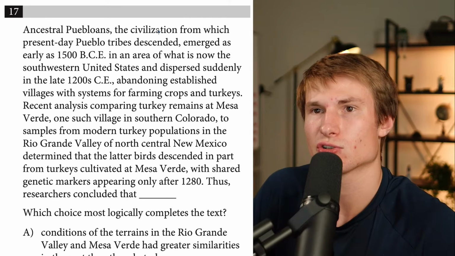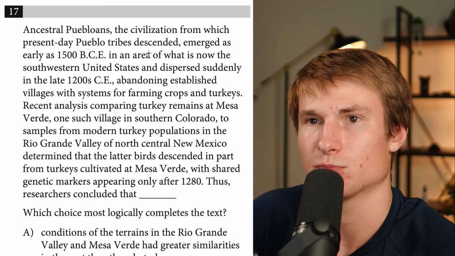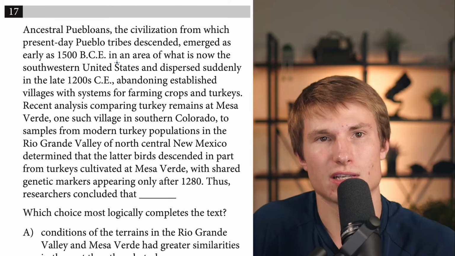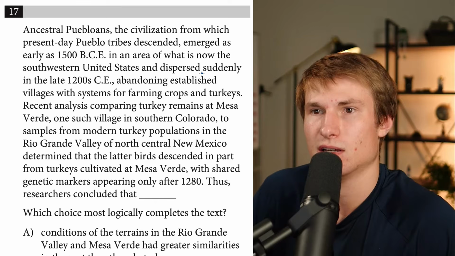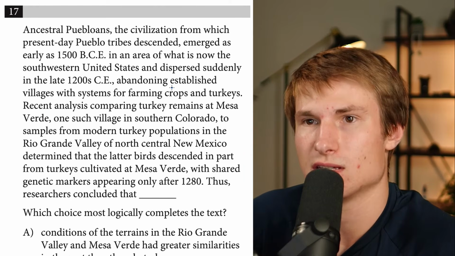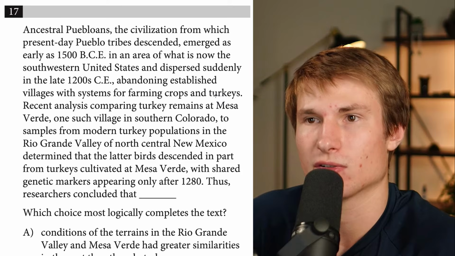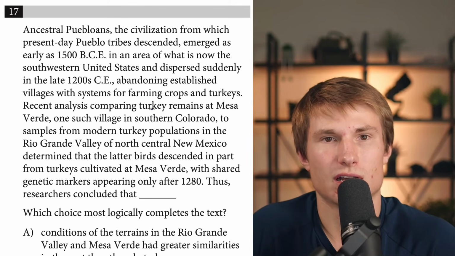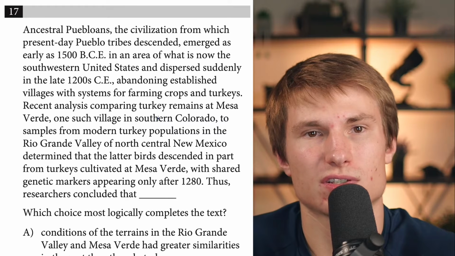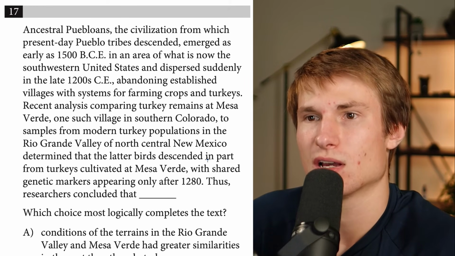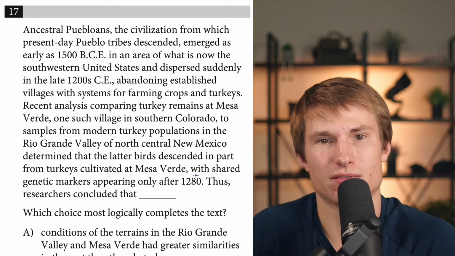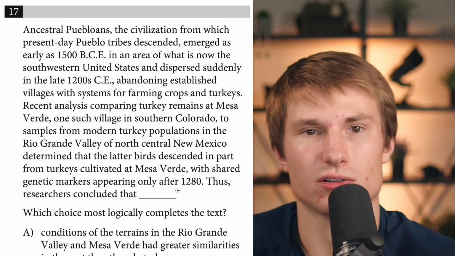Question 17. Ancestral Puebloans, the civilization from which present-day Pueblo tribes descended, emerged as early as 1500 BCE in an area of what is now the southwestern United States, and dispersed suddenly in the late 1200s CE, abandoning established villages with systems for farming crops and turkeys. Recent analysis comparing turkey remains at Mesa Verde, one such village in southern Colorado, to samples from modern turkey populations in the Rio Grande Valley of north-central New Mexico determined that the latter birds descended in part from turkeys cultivated at Mesa Verde, with shared genetic markers appearing only after 1280. Thus, researchers concluded that what?